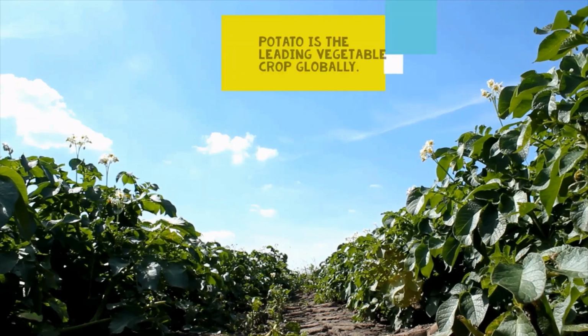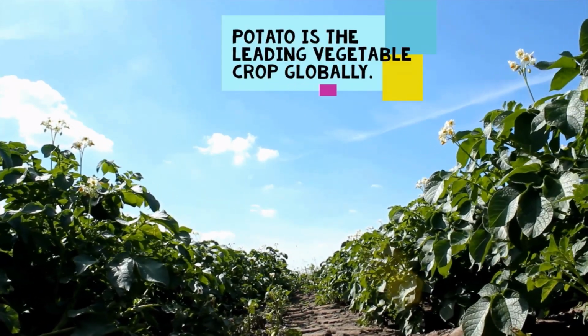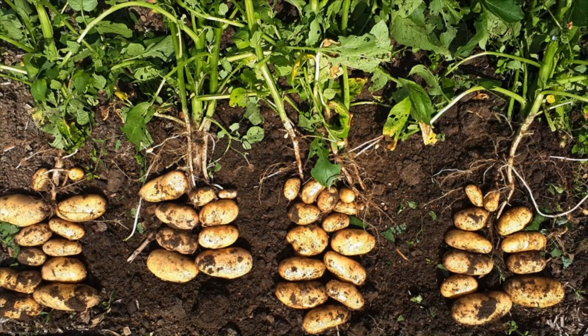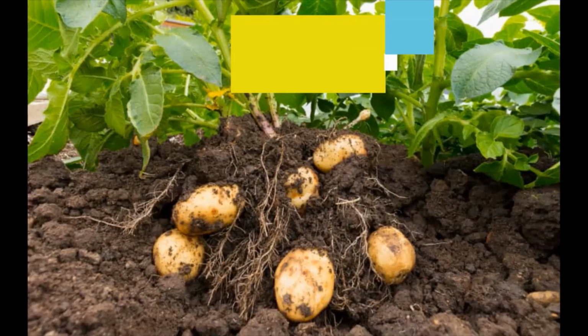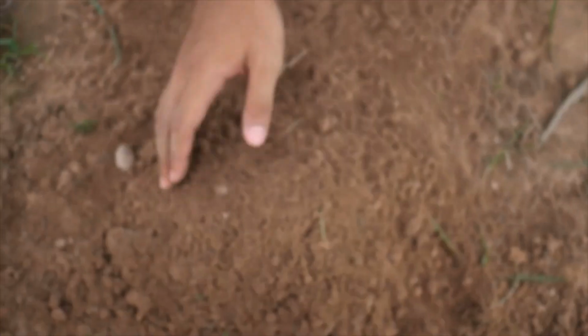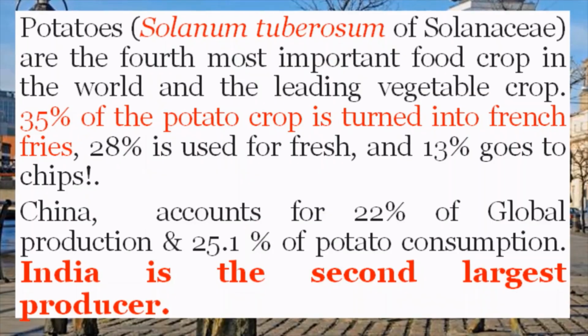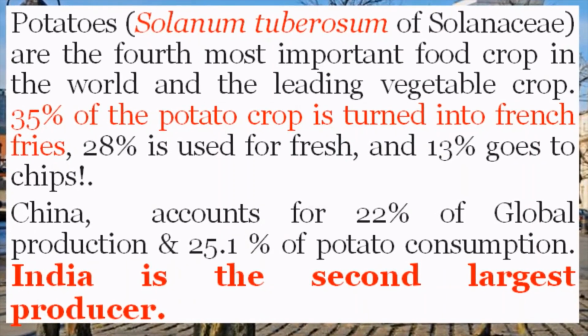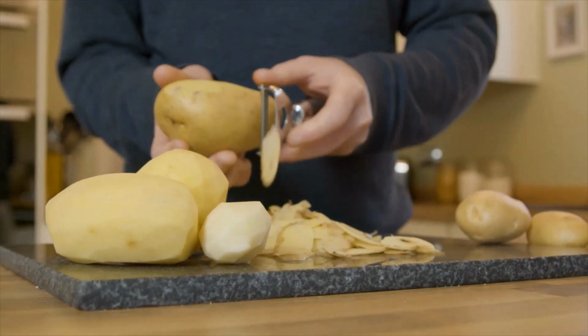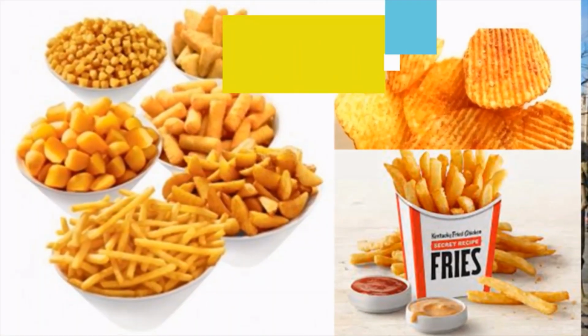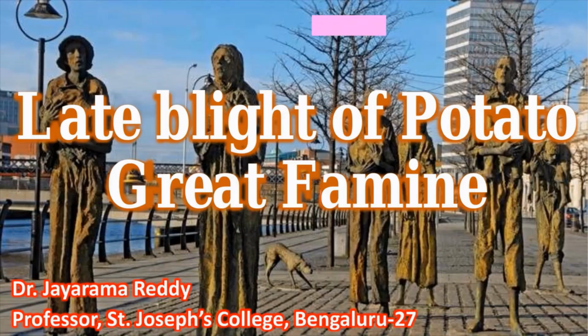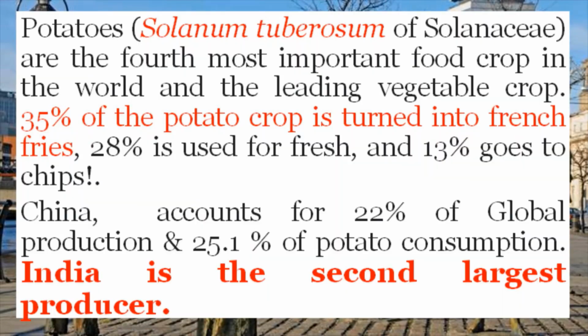In this video, let us focus on one more pathogen and one more plant disease. The pathogen that we are talking about in this video is Phytophthora infestans, which causes a deadly plant disease called late blight of potato. Potato is the leading vegetable crop in the world. In fact, it is the fourth largest crop that is produced globally.